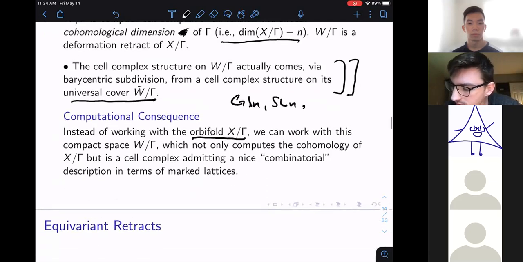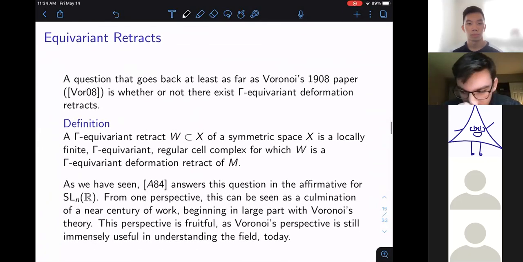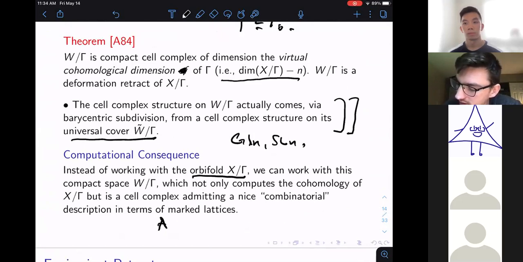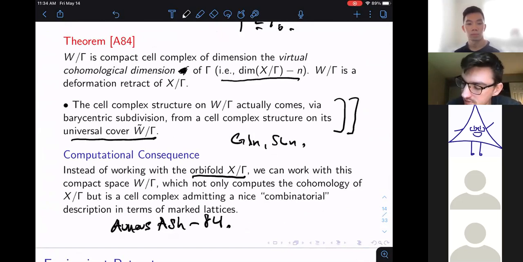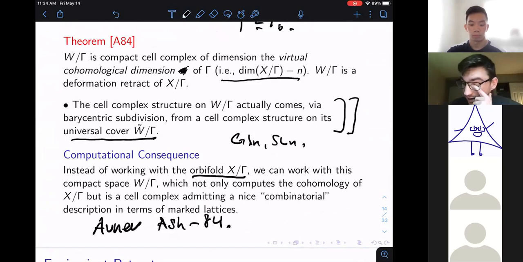Okay, so now I want to take a little bit of a detour and discuss. Everything here is basically coming from a paper that a mathematician named Avner Ash wrote in 1984, which extended a lot of earlier results by other mathematicians, Soulé and various others.